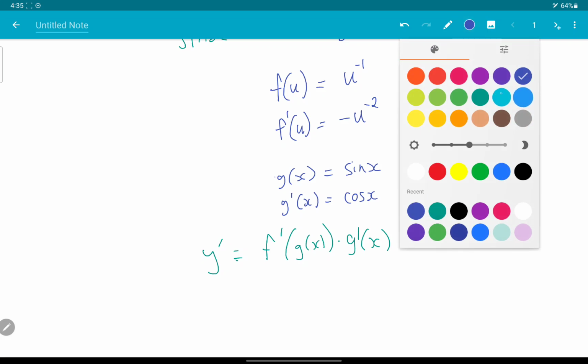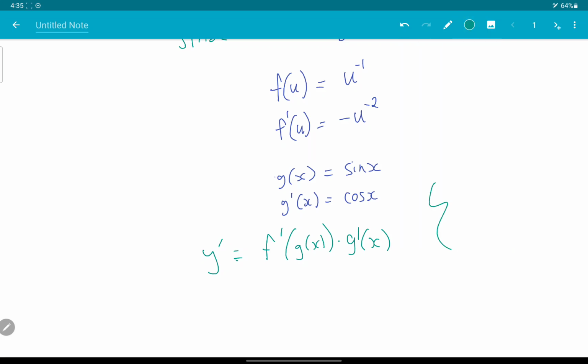So plugging everything into my chain rule formula, y prime will be f prime, which is this guy, but I want to plug my g in there. So I get negative u to the negative 2, which is g, so I get sine x to the minus 2, and times g prime, which is cos x.